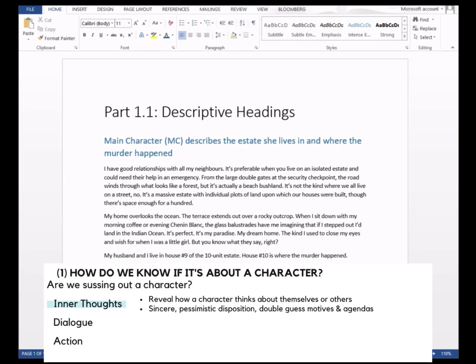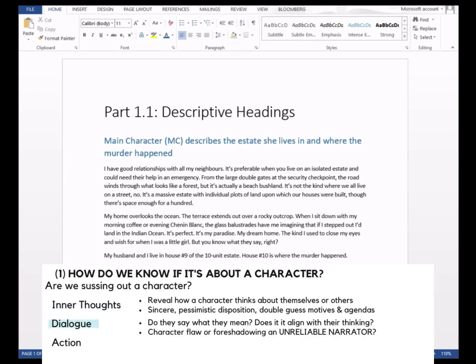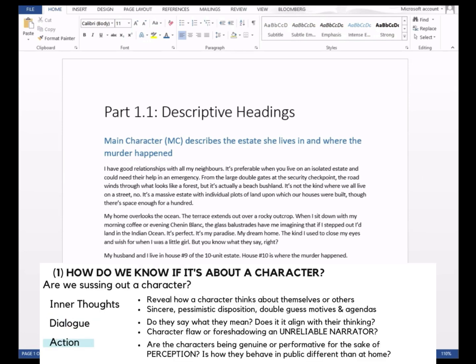Do they think everyone has an agenda, even if there's no evidence to suggest that they're being anything other than genuinely kind? Dialogue could show that maybe what a character says isn't what they mean, or that it doesn't align with how they think or their inner thoughts. This could be a character flaw or foreshadowing an unreliable narrator. Actions show whether our characters are genuine or performative.